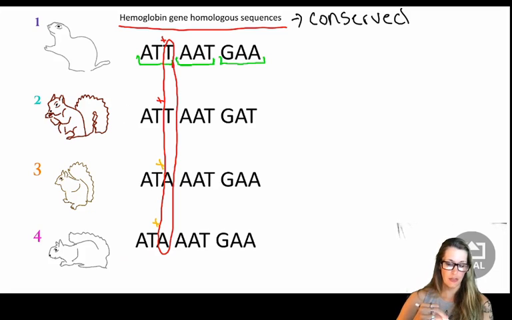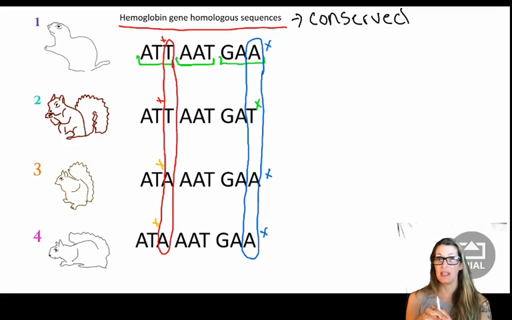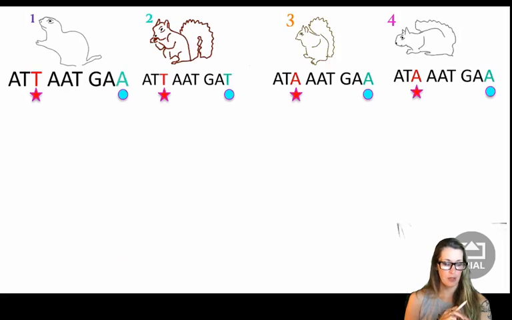And then if we look at the third position of the third codon, we see another change where the ground squirrel and each of the gray squirrels has the same base in that third position, and the fox squirrel has a different base. And these changes are going to be the basis of how we construct our phylogenetic tree.